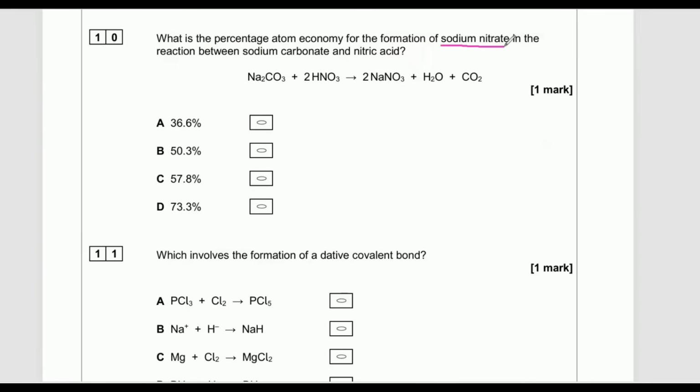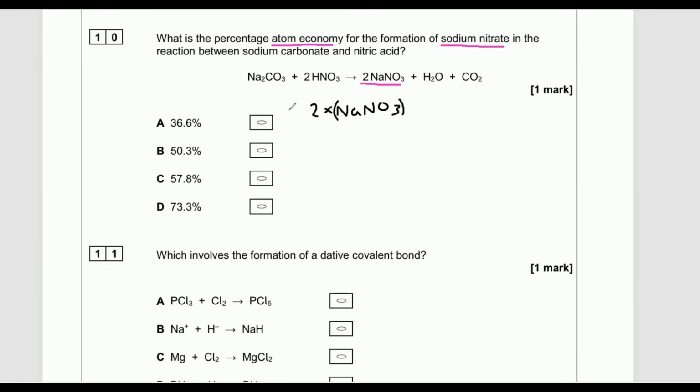Question 10, what is the percentage atom economy for the formation of sodium nitrate in the reaction between sodium carbonate and nitric acid? So we're really looking at the atom economy. Sodium nitrate here is the useful product. I've underlined it in purple. It's the one with the 2 NaNO3. So we want to do 2 times NaNO3. Remember, Na is 23, the Mr or Ar. Nitrogen's 14, oxygen 16. 3 times 16 is 48. Whack that all together. And then we want to divide that by the total products.